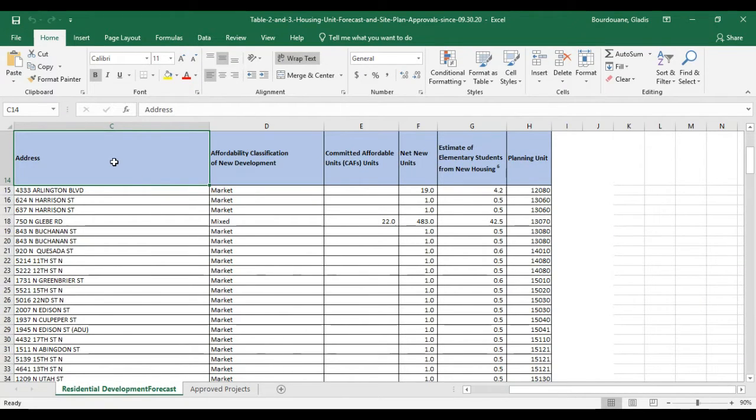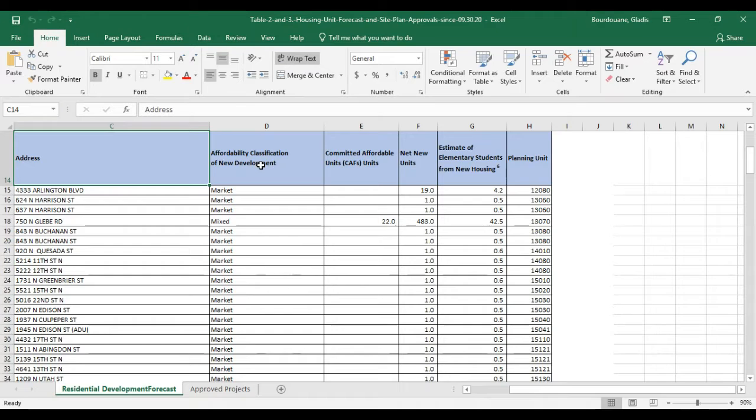By the time the project is finished, and the entrances and exits are actually constructed, a new address might be issued for the building. So just bear that in mind.